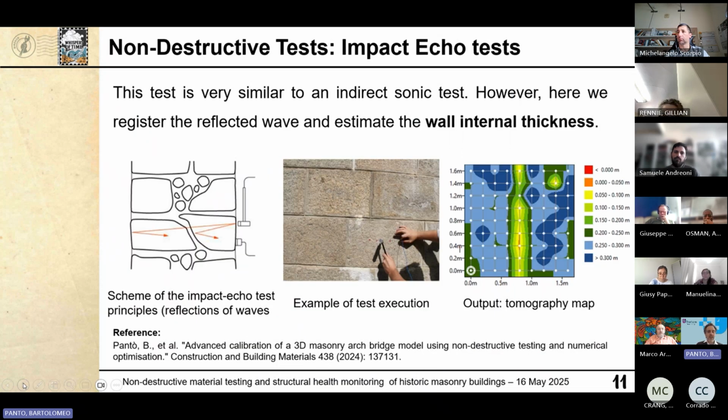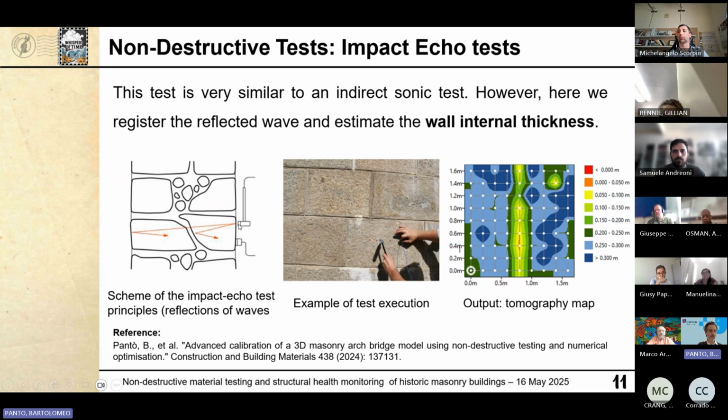Another test which is based on the same physical principle, where we just change the post-processing, is what we call the impact echo test. Basically, the operation is very similar. We have one tool to generate a sonic wave. In this case, generally it is a hammer, a particular hammer which is equipped with devices to register the force transmitted on the wall.